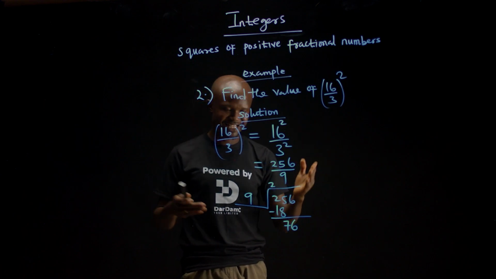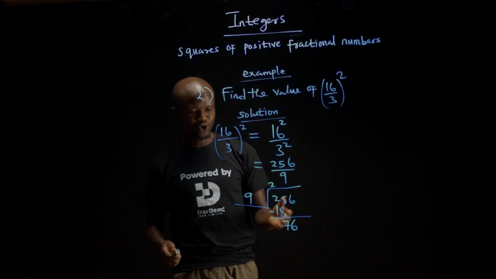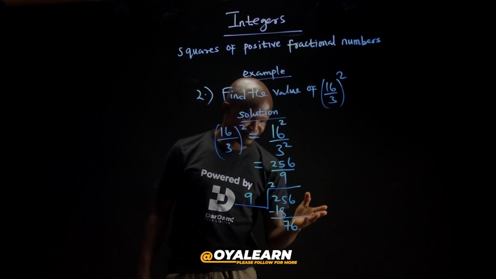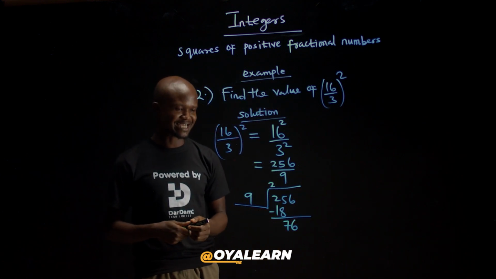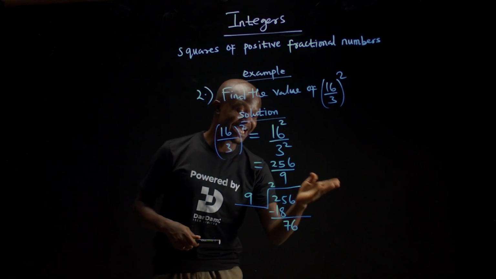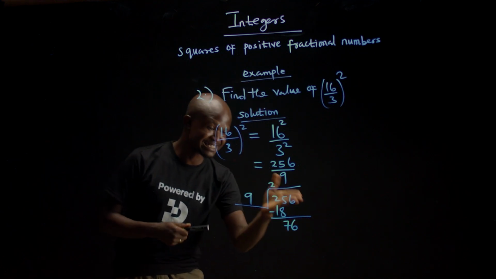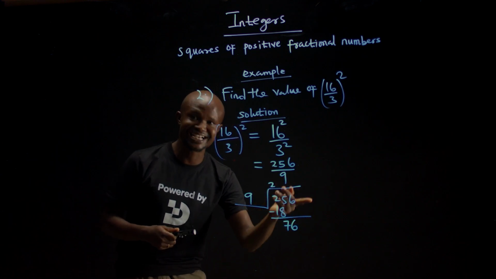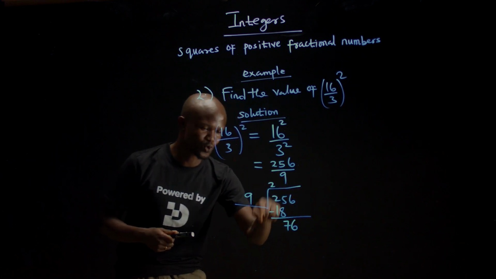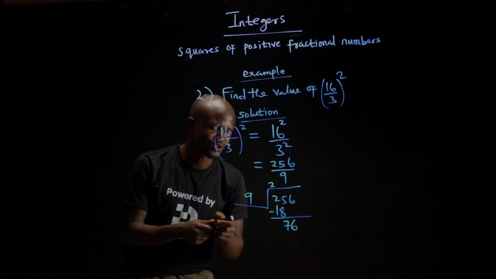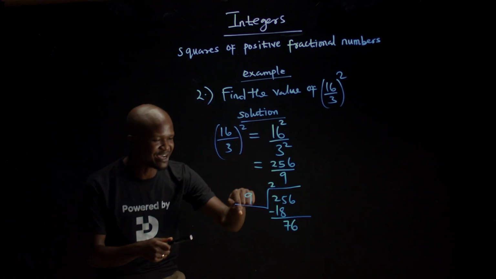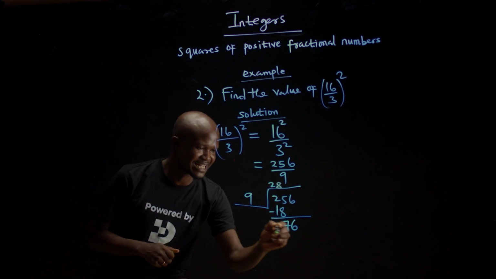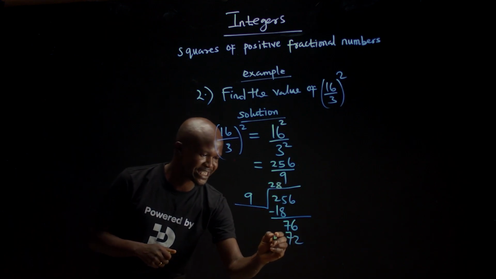9 times 9 is 81. So we look at 9 times 8 rather. 9 times 8 is 72. We know that 9 times 7 is 63. So we look at 9 times 8, which is 72. So it means that 76 divided by 9 is 8. 8 times 9, 72. So we take away.